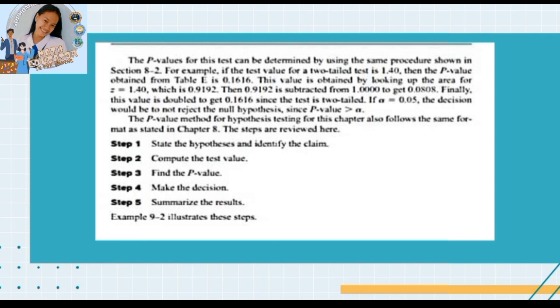Our step 1 is to state the hypothesis and identify the claim. Step 2 is to compute the test value. The third step is to find the p-value. The fourth step is to make the decision. And finally, summarize the results.